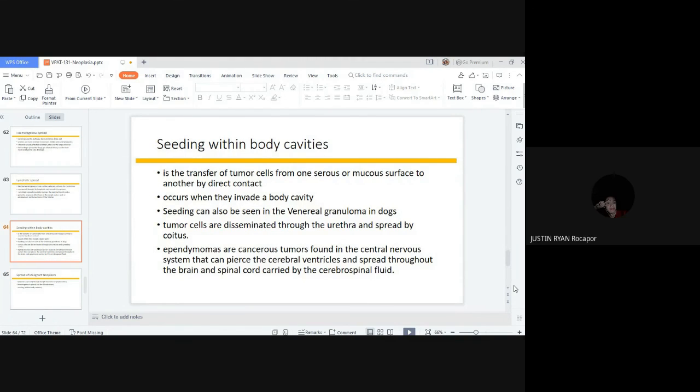Seeding within body cavities is the transfer of tumor cells from one serous or mucous surface to another by direct contact. Seeding of malignant tumor occurs when they invade a body cavity. This method of spread is particularly characteristic of cancer of the ovary, which often covers the peritoneal surface widely. Another example of seeding is the venereal granuloma in the dog, where tumor cells are spread by coitus.